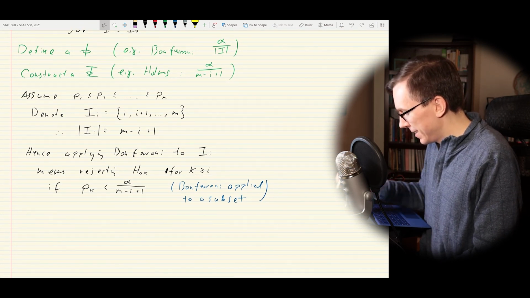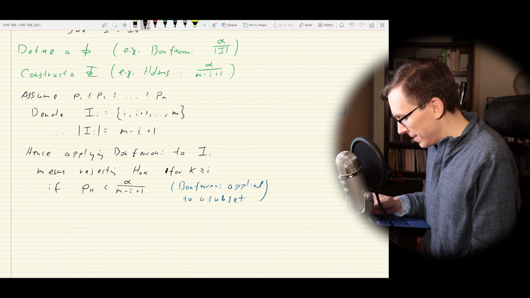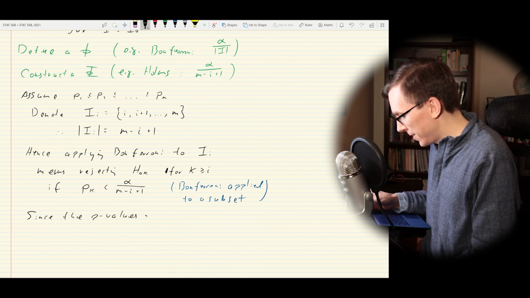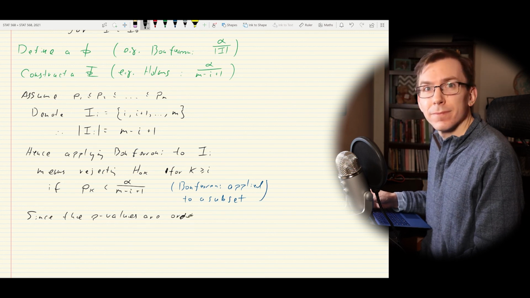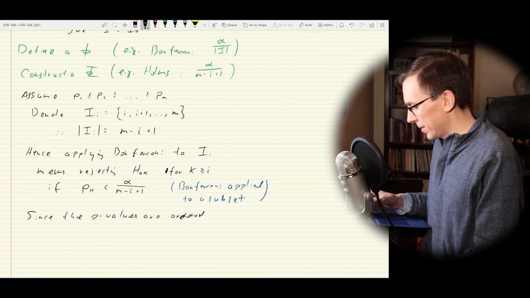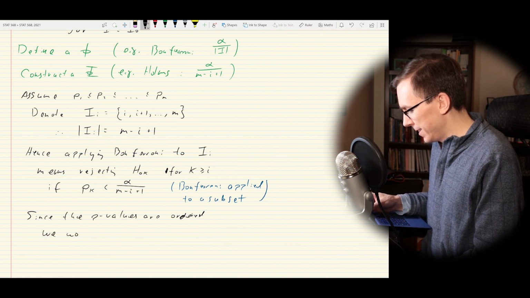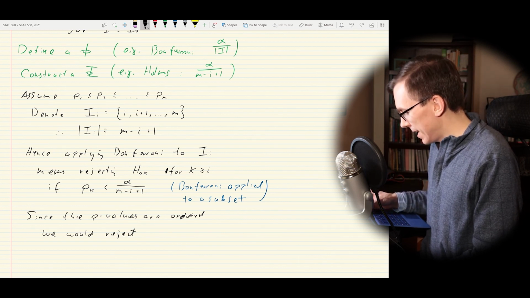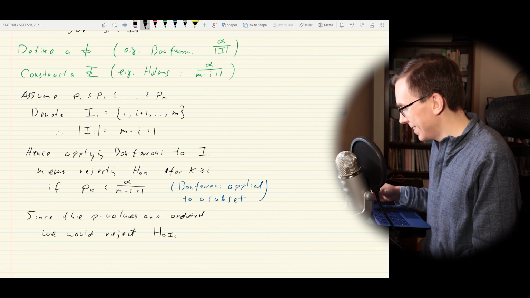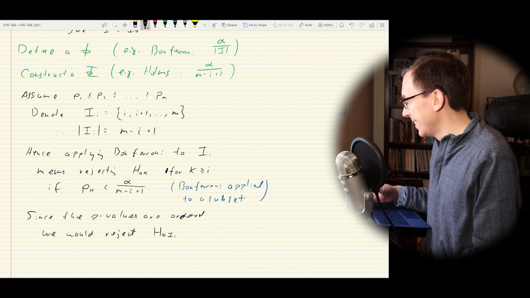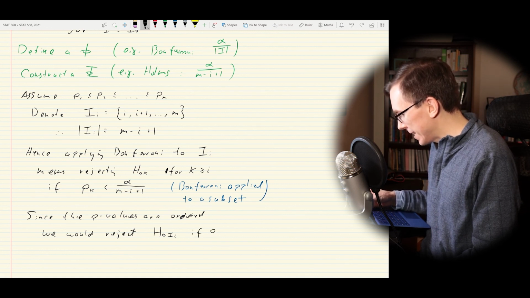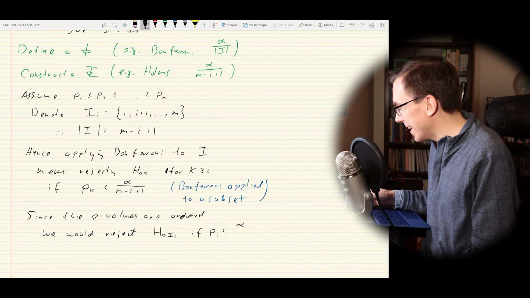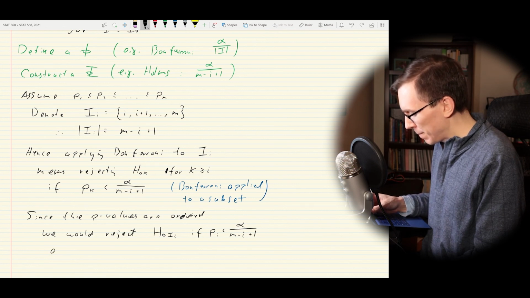And what we would say is that since the p-values are ordered, we would reject the entire joint hypothesis H naught capital I sub little I if P sub I, the smallest p-value in that set, is less than alpha over m minus I plus 1. Oh, and that's the next step.